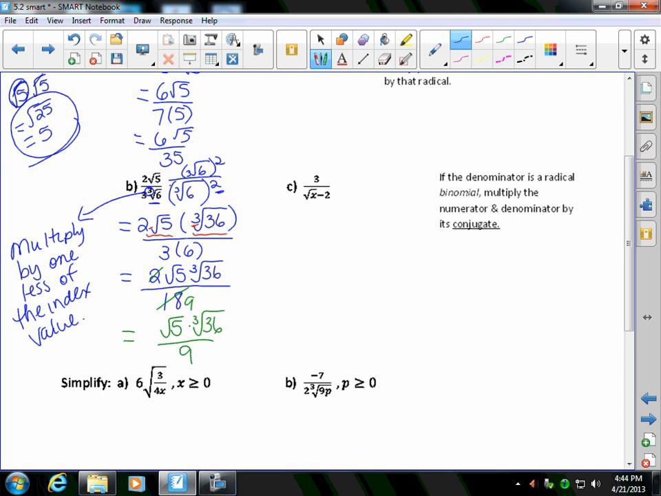In example C, in the denominator in this one, it has a -2 included with that square root x. So that makes that bottom a radical binomial denominator. If the denominator is a radical binomial, you multiply the numerator and the denominator by its conjugate. Conjugate is just a fancy word for opposite. So basically all you're going to do is multiply by the opposite sign. This one here is square root x minus 2, so the conjugate would be square root x plus 2.